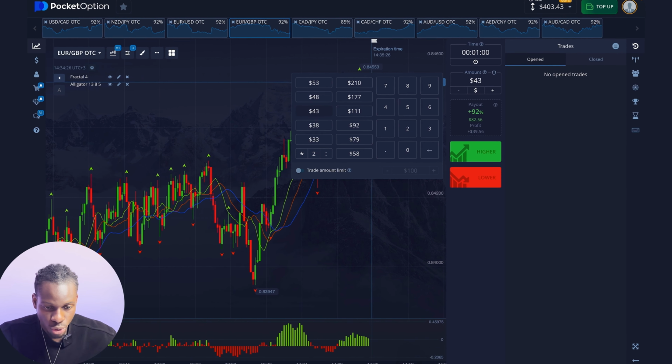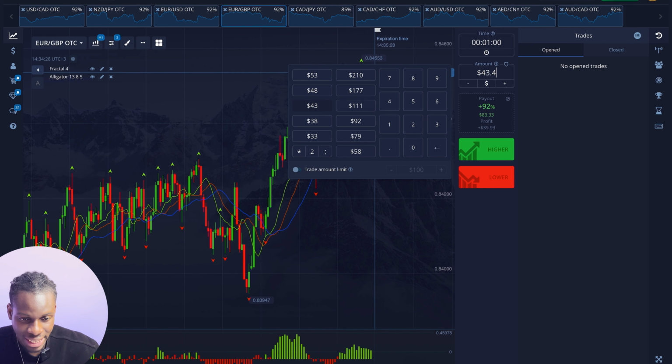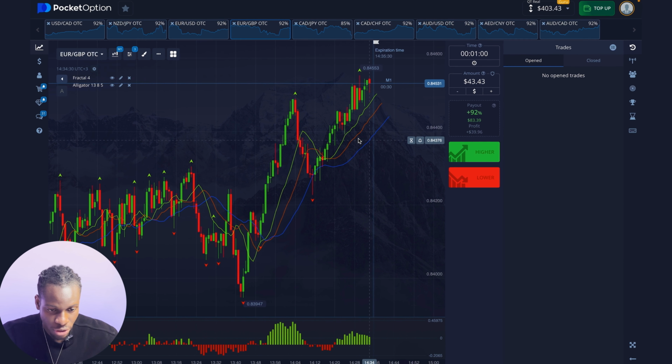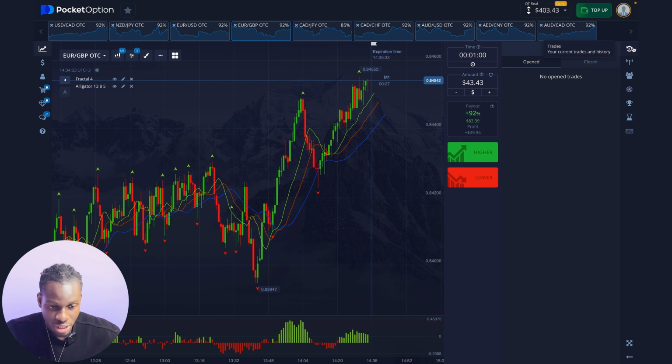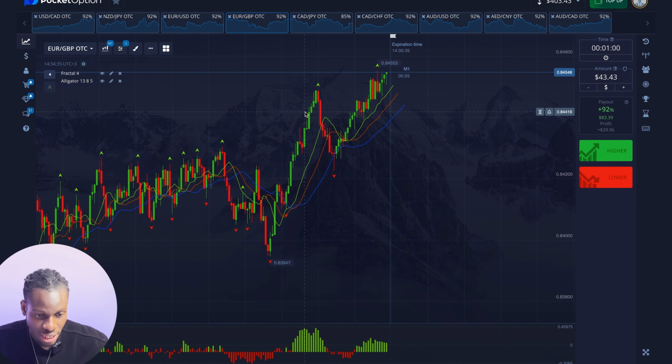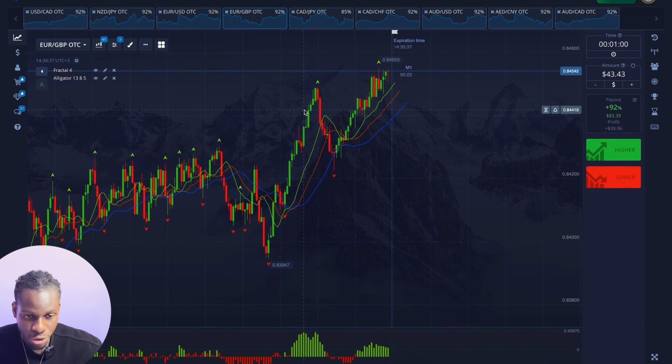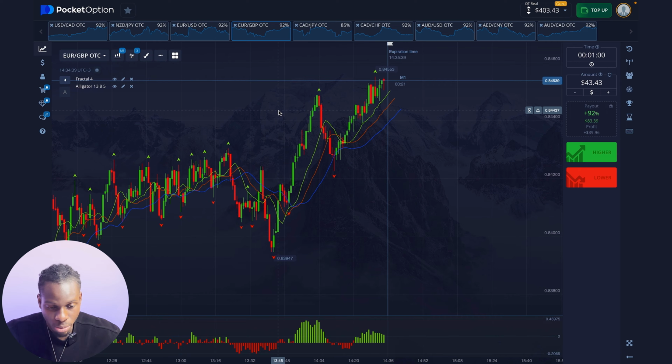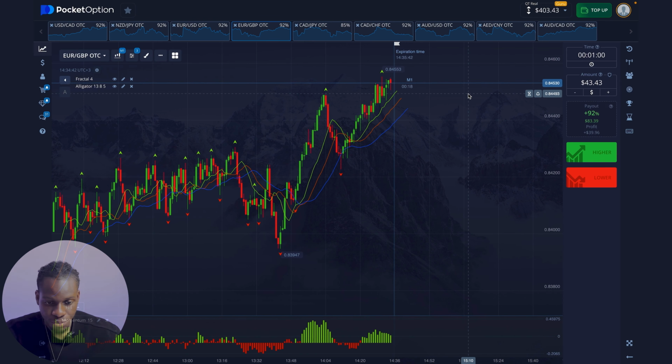You notice some of the times the entries are not ideal, but that's the market. You have to be versatile to be able to catch these moves. You can't wait every time for an ideal entry, but you have to find the proper balance. And that comes with experience, guys. I'm not going to lie with you.